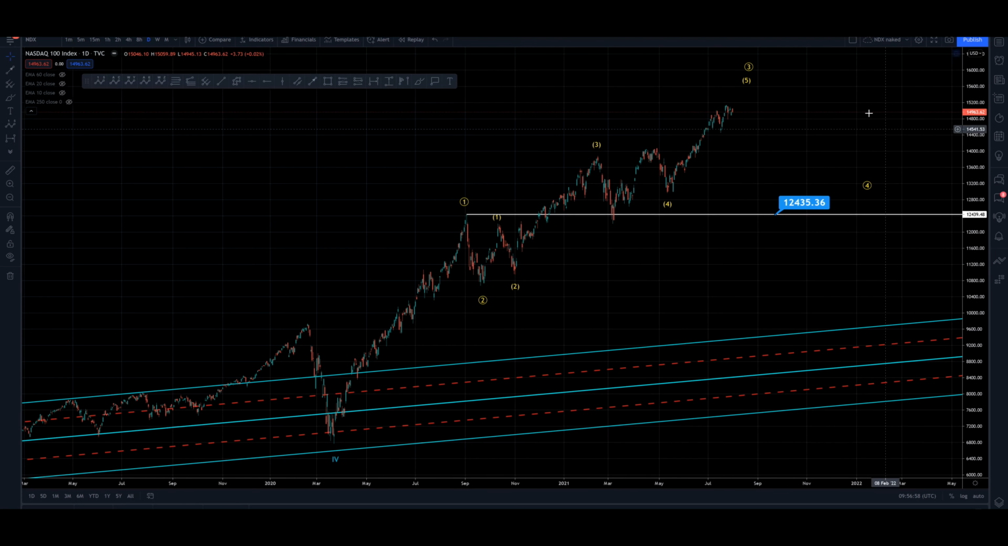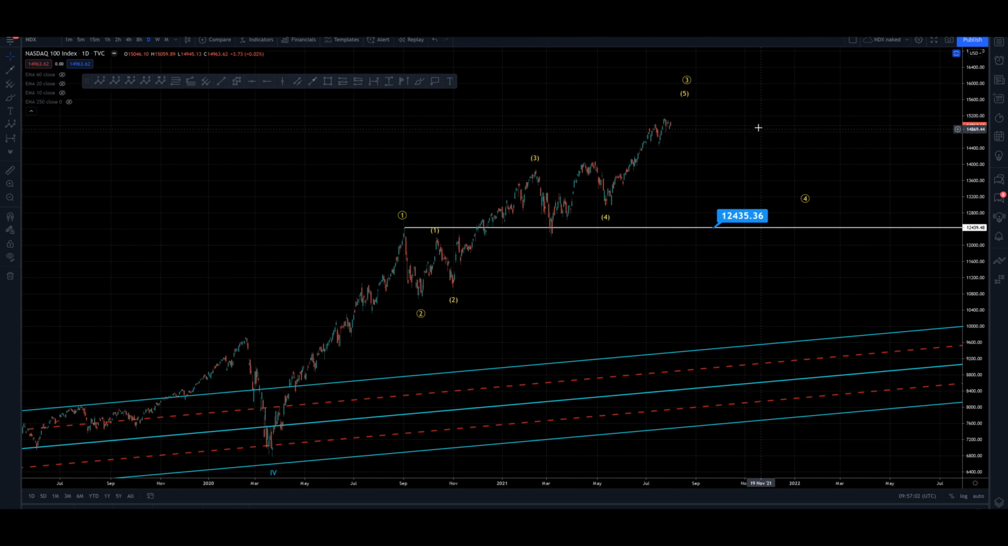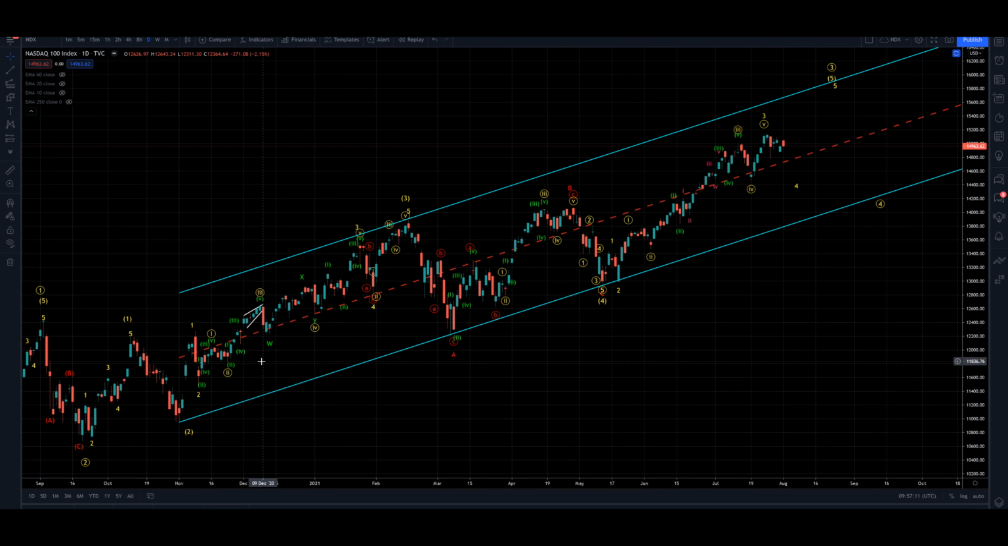Now, that doesn't mean it can't get more extreme. I'm expecting it to get more extreme. But I'm also expecting a top in the short term. So let's call it there for our long-term analysis, and let's try and come in and have a look at this shorter term analysis now.